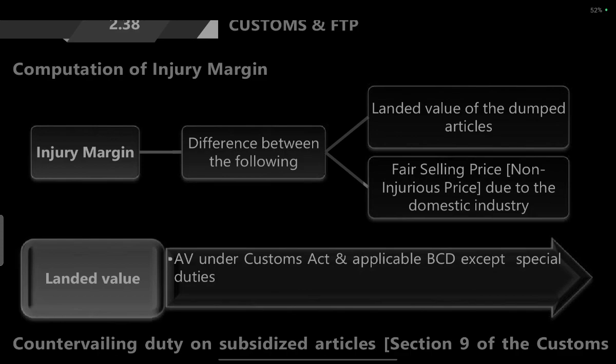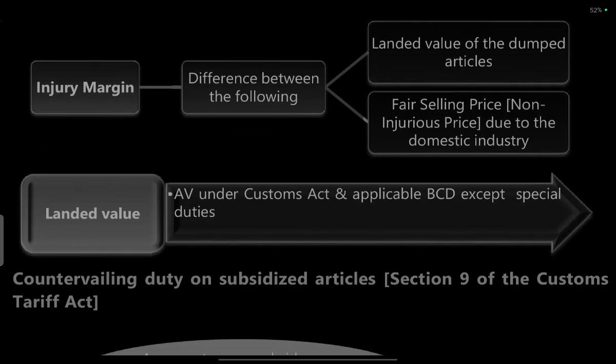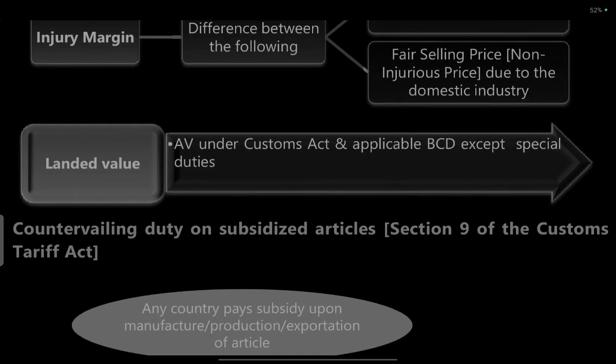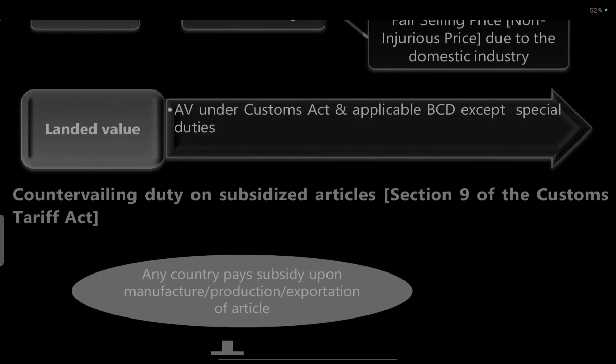Computation of injury margin. Injury margin is the difference between the following: the landed value of the dumped article, and the fair selling price, which is equal to the non-injurious price of the domestic industry. Landed value is the assessable value under the Customs Act and applicable BCD, except special duties.